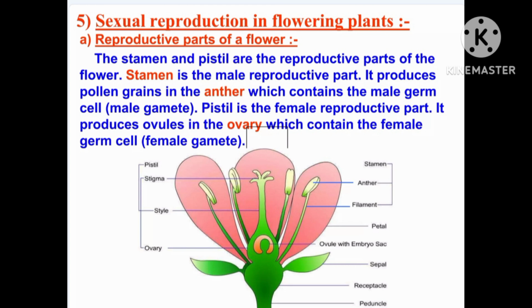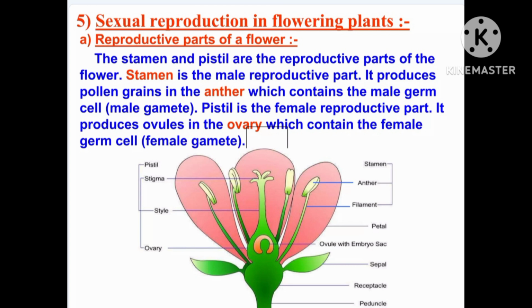It produces pollen grains in the anther, which contain the male germ cell. The male germ cell is also known as the male gamete, that is, the pollen grains. The pistil is the female reproductive part. It produces ovules in the ovary, which contain the female germ cell, that is, the female gamete.